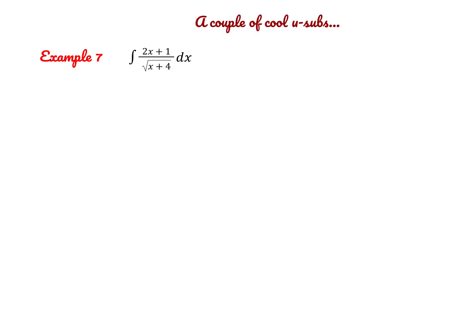All right, so now we're going to look at a couple of cool examples of u sub problems where you have to get a little more creative. If you look at this problem, whether we set u as 2x plus 1, or maybe just the inside of the radicand, the x plus 4, when you take the derivative of it, it's not going to equal the other part. So we're going to have to be a little more creative with how we do our substitution.